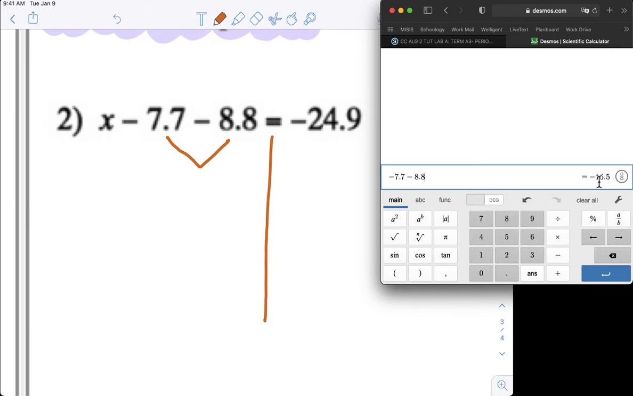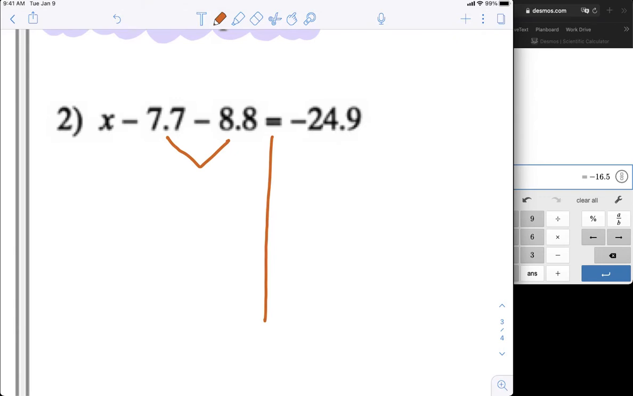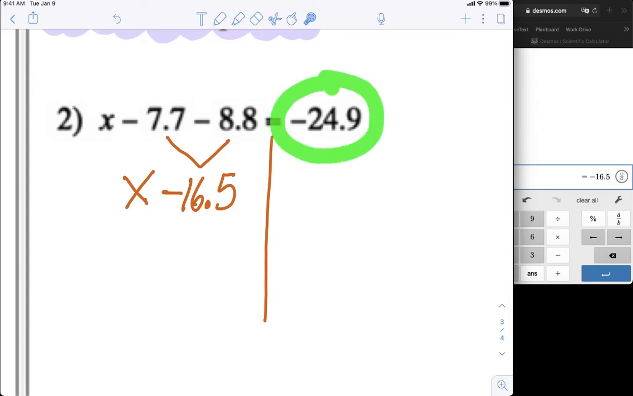8.8 is negative 16.5. Okay. So I get negative 16.5. Now this x here just comes down over here like that. This negative 24.9, nothing happened to it as well, so that one just comes down here as well.